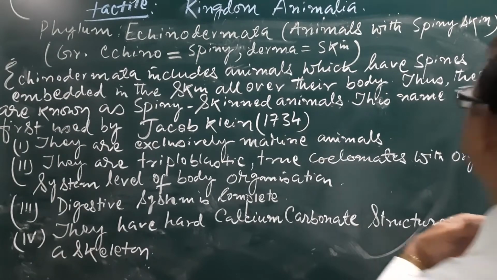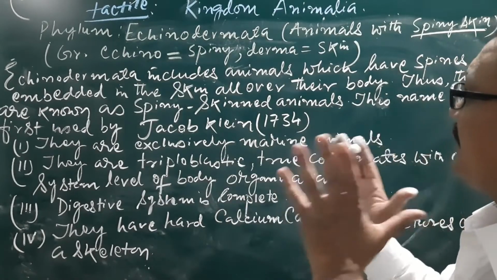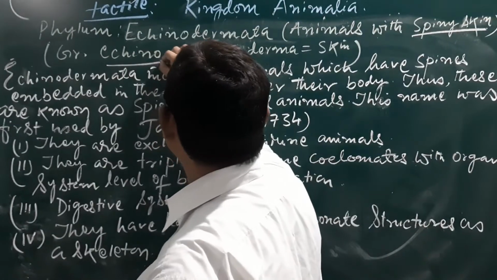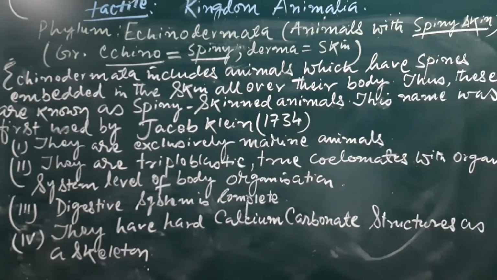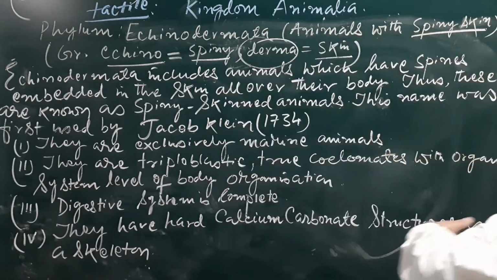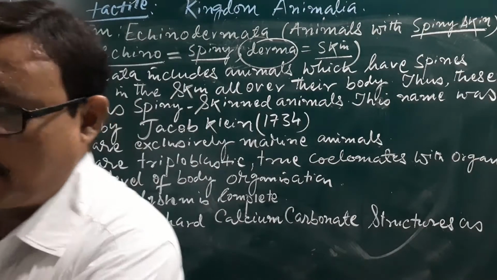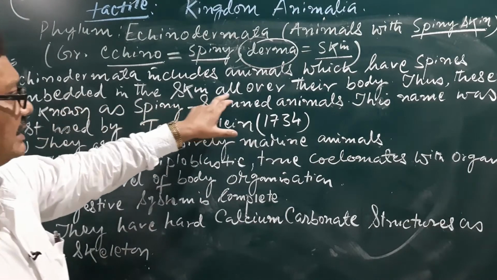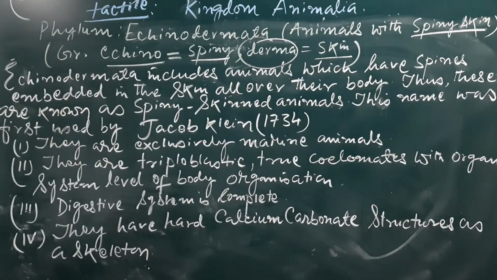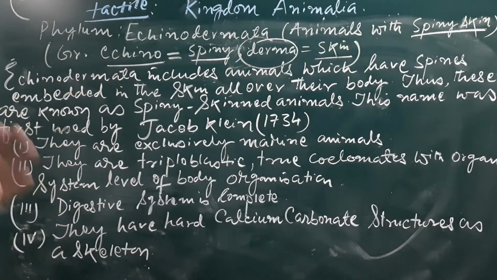Now the animals with spiny skin, that is the echinodermata. Echino means spiny, and derma means skin. Echinodermata includes animals which have spines embedded in the skin all over their body. Thus, these are known as spiny skinned animals. This name was first used by Jacob Klein in 1734.